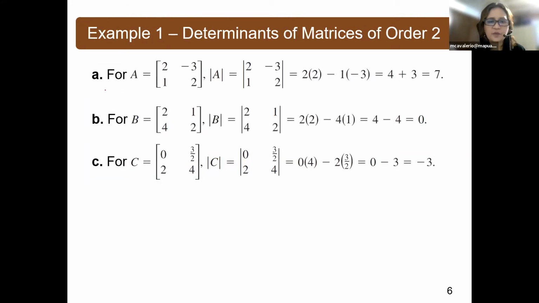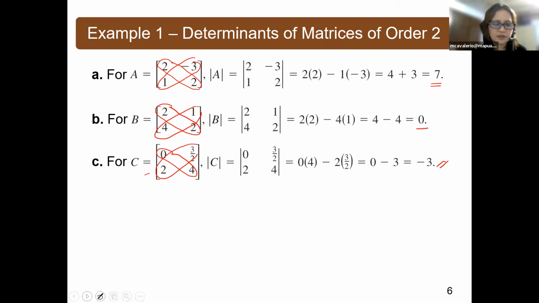So for example, we will have the following 2 by 2 matrices. What is the determinant of A? So obviously, the determinant of A is simply 2 times 2, that would be 4, minus negative 3, that would be 4 plus 3, that's equivalent to 7. So the determinant of B is simply 4 minus 4, so that would be 0. And then for C, we will have 0 minus 2 times 3 halves, so that would be 3, or we will have negative 3.